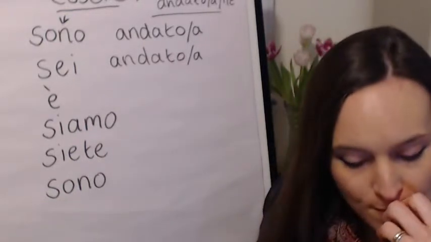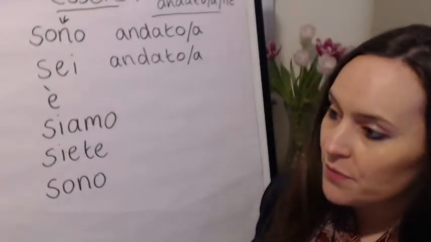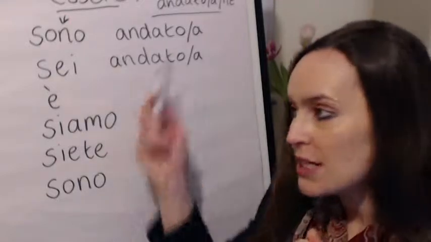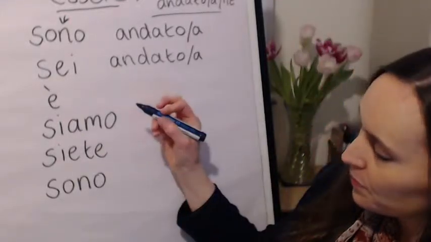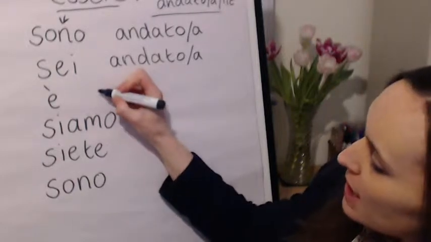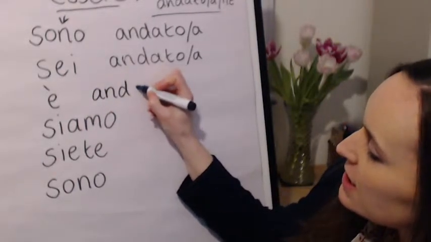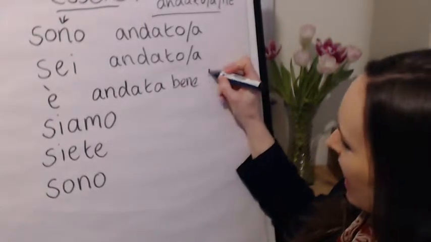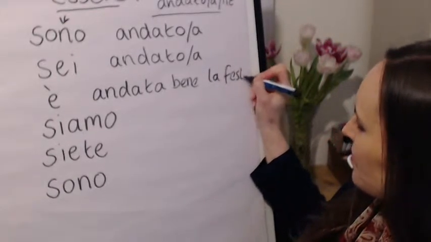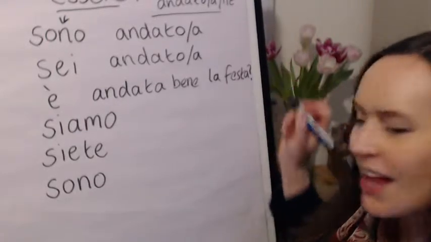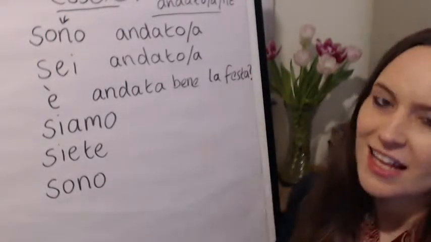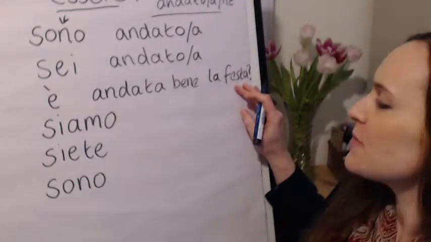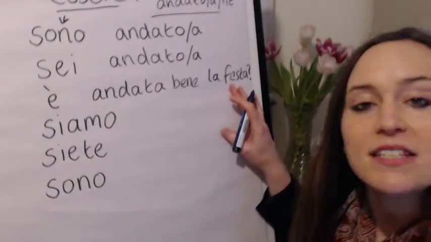For example, so I need he or she went. I think on the next page I have an example that I'm going to use now. Let's put it in the question form. È andata bene la festa. La festa. La festa mi piace. Le feste mi piacciono. I like these things. Party or parties. È andata bene la festa.